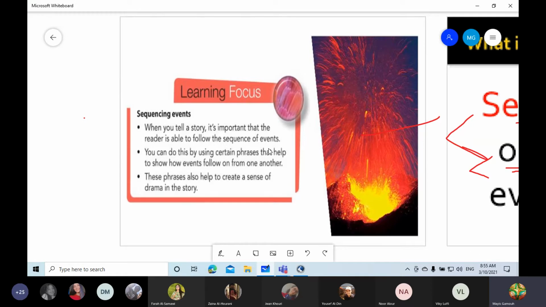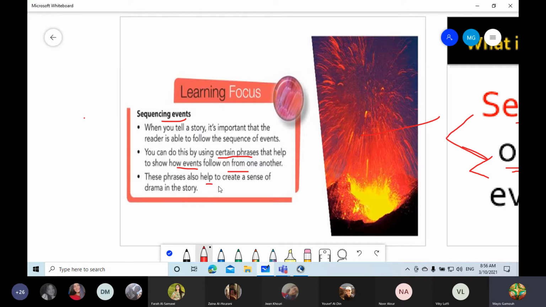Sequencing events. When you tell a story, it's important that the reader is able to follow the sequence of events. Why? In order for the person in front of you to understand what you are talking about. Because if the events weren't in a certain sequence, the reader of the story will not understand what you are talking about. You can do this by using certain phrases that help to show how events follow on from one to another. How I move from one action to another, from one event to another, from one situation to another.